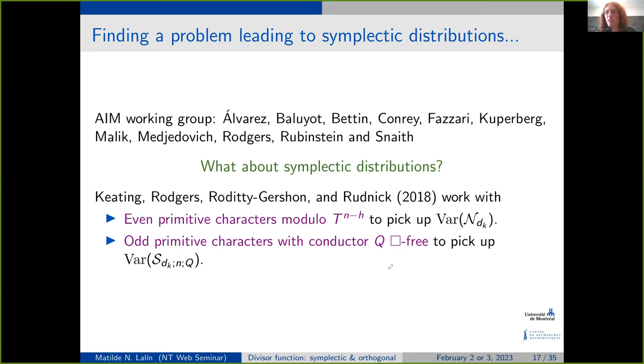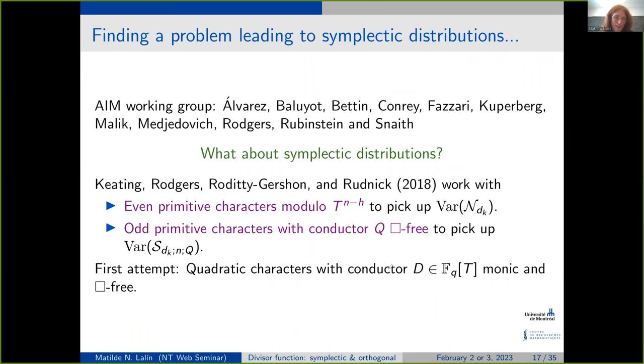The reason is that both results that I presented, by Keating, Rodgers, Roditty-Gershon and Rudnick, are related to unitary distributions, and they come from different sides. One is even primitive characters, the other is all primitive characters. If we want to get symplectic, the natural set of characters will be quadratic characters. And so our first attempt was quadratic characters with conductor D, where D is monic and square-free.